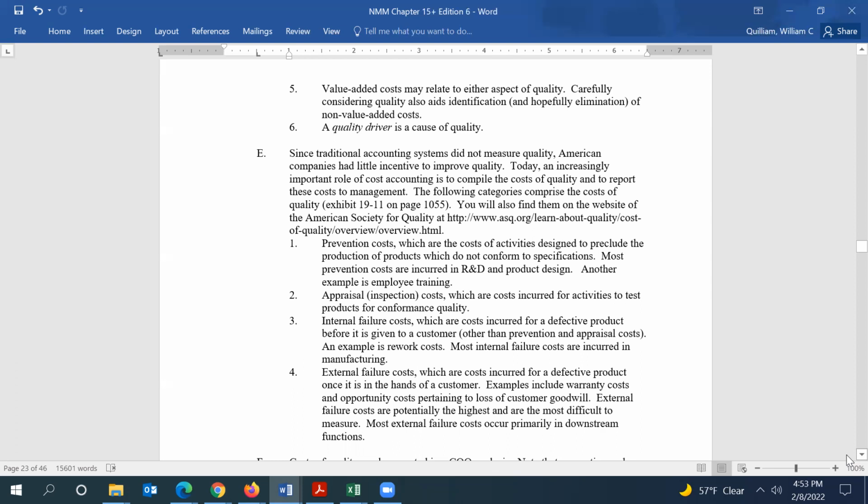But today, an increasingly important role of cost accounting is to compile the costs of quality and to report these costs to management. And the following categories comprise the costs of quality. They're also in your book. And you'll also find these on the website of the American Society for Quality. There's the URL. So there's actually a society to improve quality, and they do have certifications for people too.